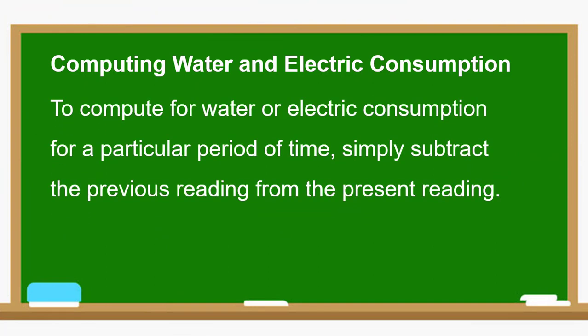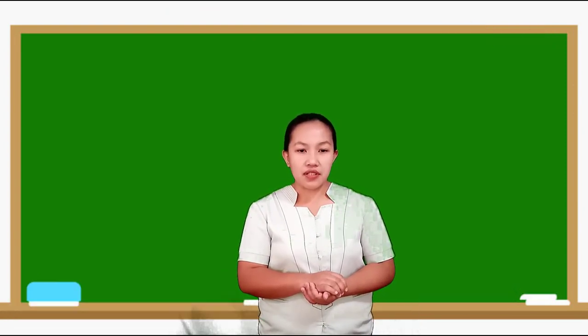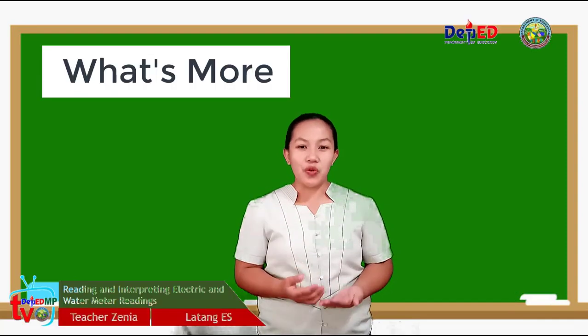Computing water and electric consumption. To compute for water or electric consumption for a particular period of time, simply subtract the previous reading from the present reading. Now that we have studied the steps to be followed in reading electric and water meters, let's answer the activities under What's More.